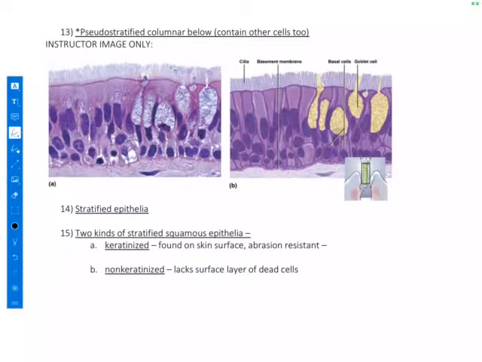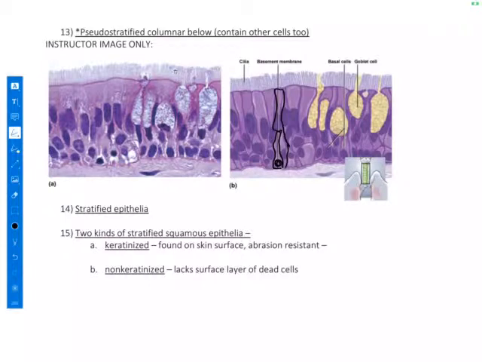Okay, so now we're moving to something that's parading, or pretending it's got many layers, but really it's just got one single layer. It looks multi-layered, but it's really not. Some of these cells are not reaching the free apical surface. So for example, in this picture, you'll notice that this cell right here is not reaching the apical surface where the cilia are. Here's the nucleus. But then there's another cell that's kind of over here.